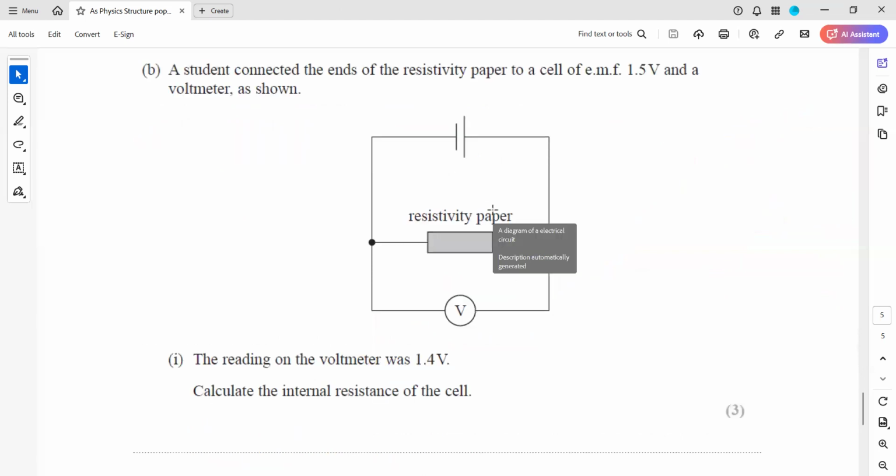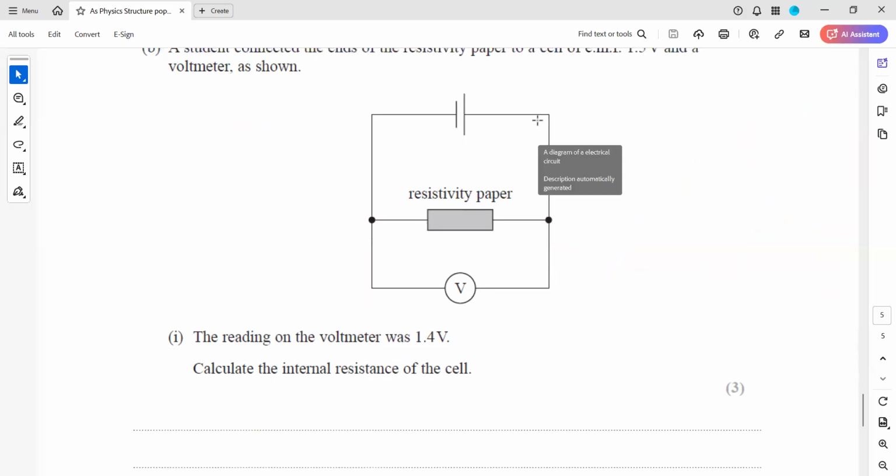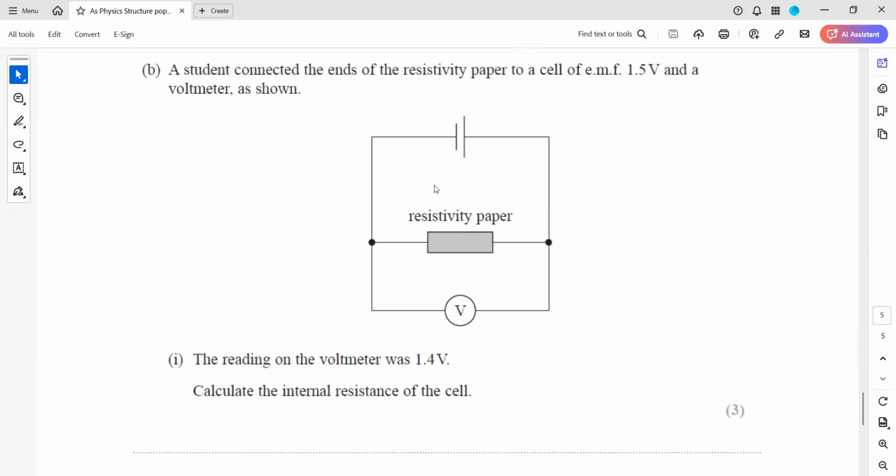A student connects the end of a resistivity paper to a cell with an EMF of 1.5 and a voltmeter as shown. The reading on the voltmeter is 1.4. Calculate the internal resistance. Here we have 1.4 volts. The EMF is 1.5. We need, what is the internal resistance?